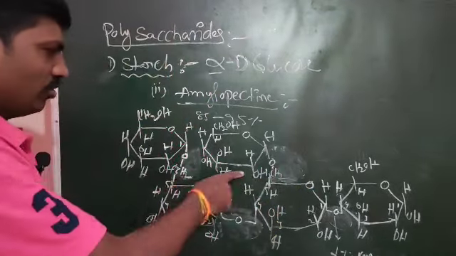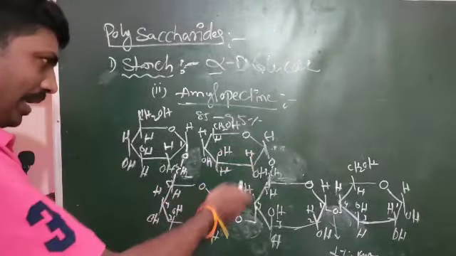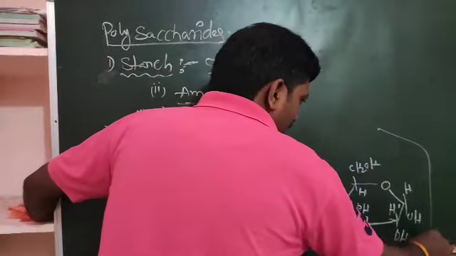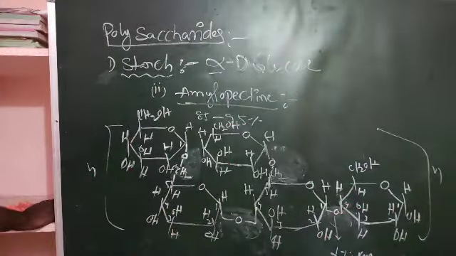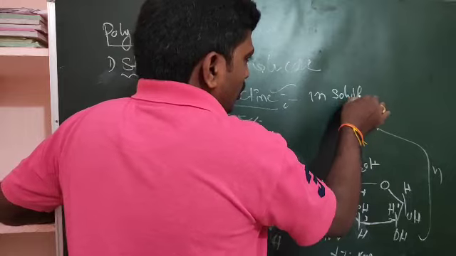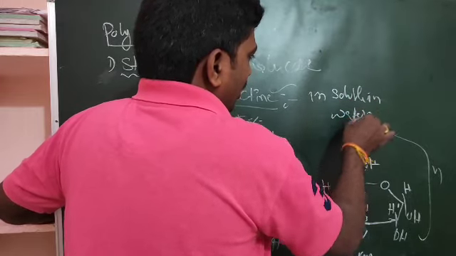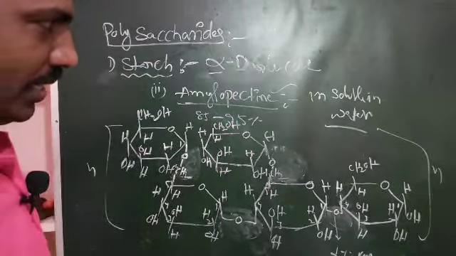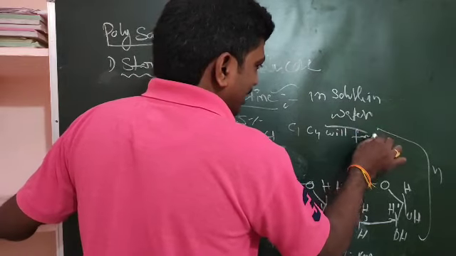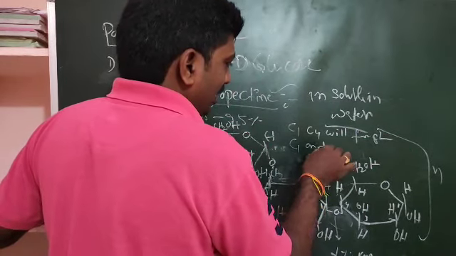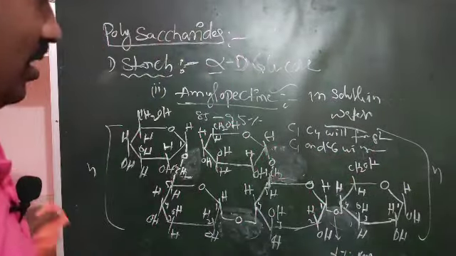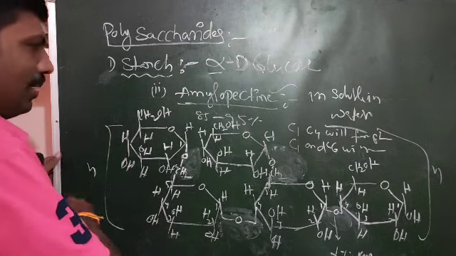So this bond and this bond we will call straight chain, and the other the branched chain. Here we should write n, meaning n number of molecules joined. So this is amylopectin, insoluble in water. C1 and C4 will form the straight chain, and C1 and C6 will form branches. That is important. So this is about amylopectin.